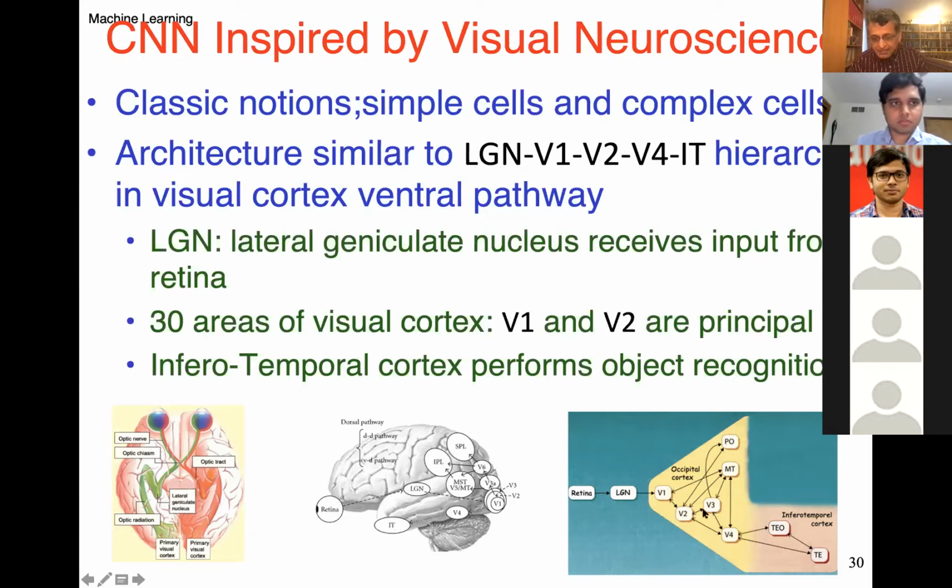This is showing you again this pathway in a schematic diagram. Retina to LGN, LGN to V1, V1 to V2, V2 interacts with V4 and V3. And then there is something else here. I guess we have inferotemporal cortex, this part, IT, which has got subparts TEO and TE. So the biology guys say this is how these things work. There are 30 areas of the visual cortex. Wow, look at this. The back of our brain is where all the visual stuff is being processed. And V1 and V2 are the principal ones.